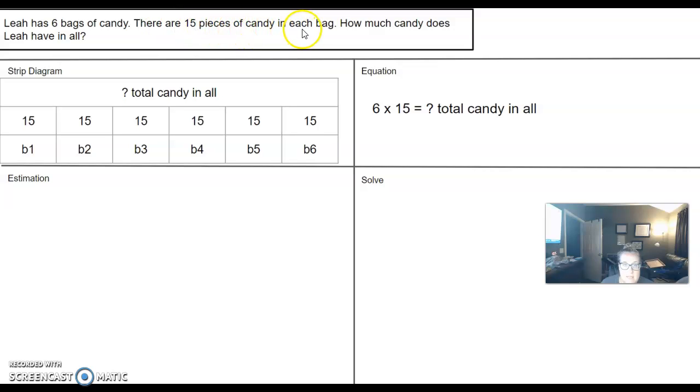There are 15 pieces of candy in each bag. How much candy does Lee have in all? Remember, the strip diagram and the equation are here from yesterday. You're working on the estimation today.